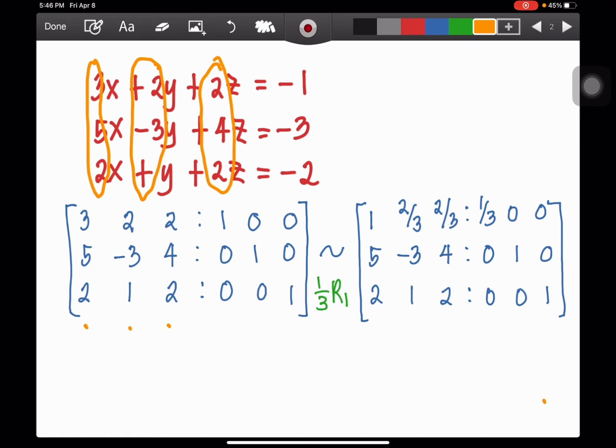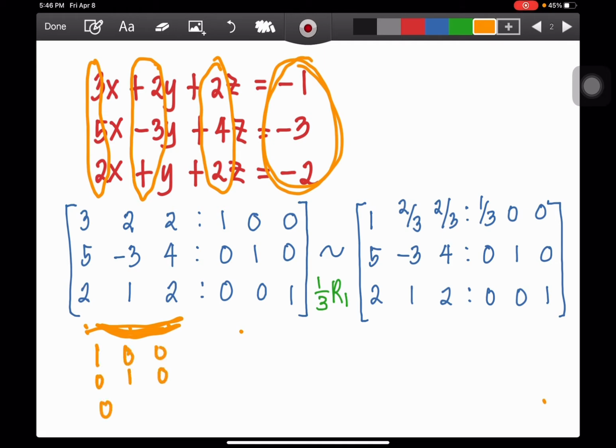So unlike the Gauss-Jordan method, we are not going to copy this yet. Instead, we are going to write the identity matrix. Okay, so we have 1, 0, 0, 0, 1, 0, and 0, 0, 1. Our goal is to make this area here the identity matrix. So that's 1, 0, 0, 0, 1, 0, and 0, 0, 1.